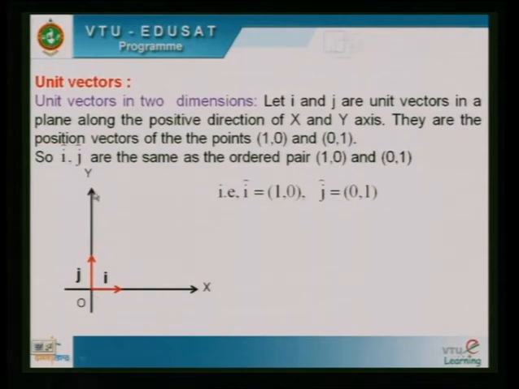Similarly, on the y axis, the x coordinate is 0 and the y coordinate is 1. So this red line represents the unit vector i. This red line along the y axis represents j. These two are unit vectors. How do you represent unit vectors? Either in this form or in this form. How do you represent a unit vector along the y axis? Either j or in this form.